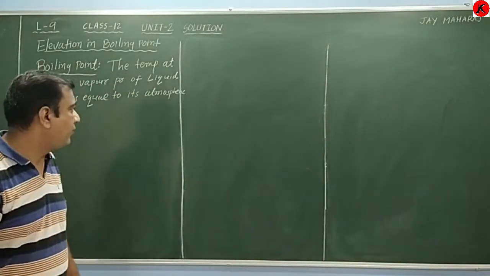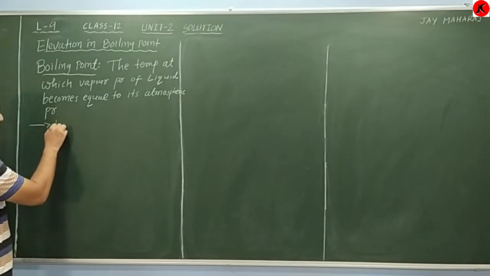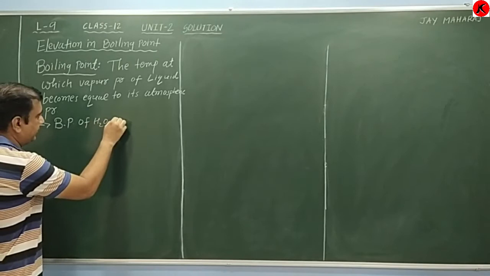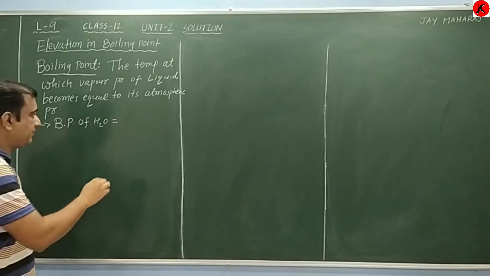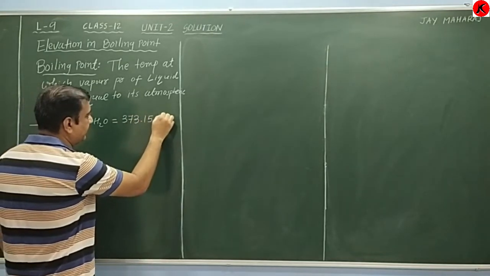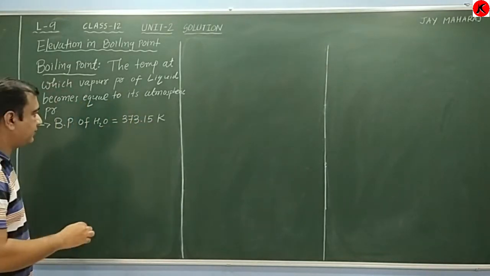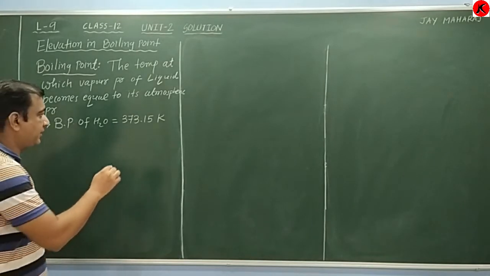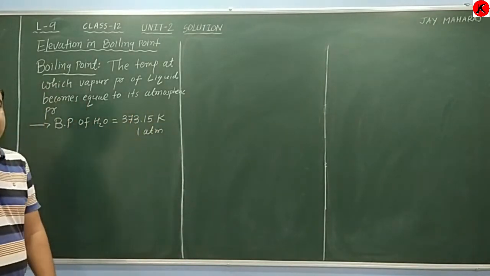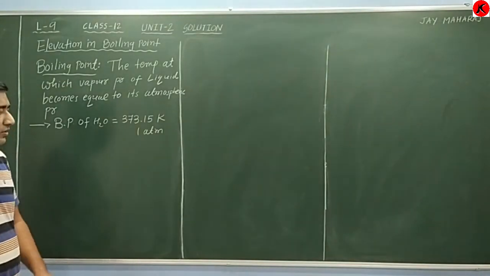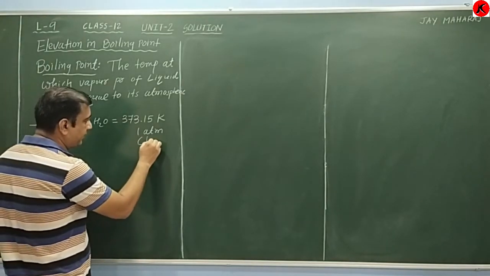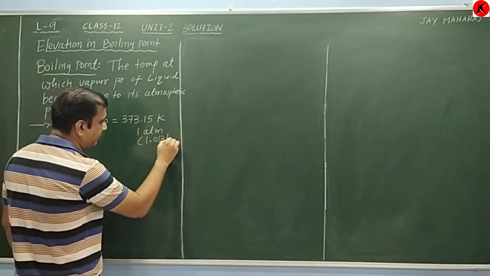Now, the boiling point of water we know very well. The boiling point of water is 100 degrees Celsius, that means 373.15 Kelvin. But at which pressure? This boiling point of water is at 1 atm pressure. If the atmospheric pressure changes, then the boiling point also changes. 1 atm pressure means 1.013 bar pressure.